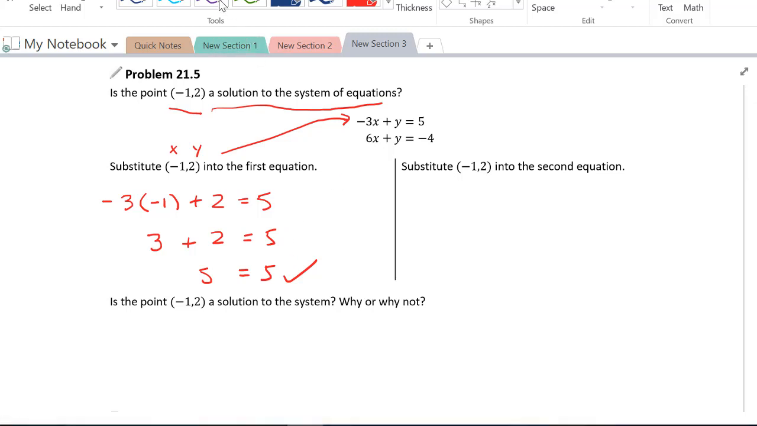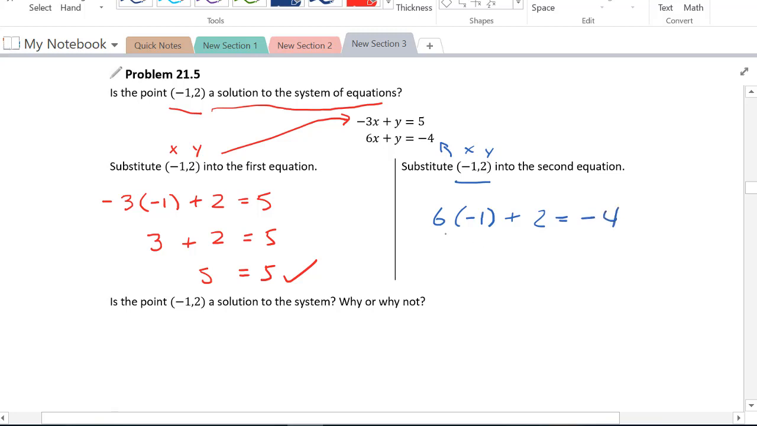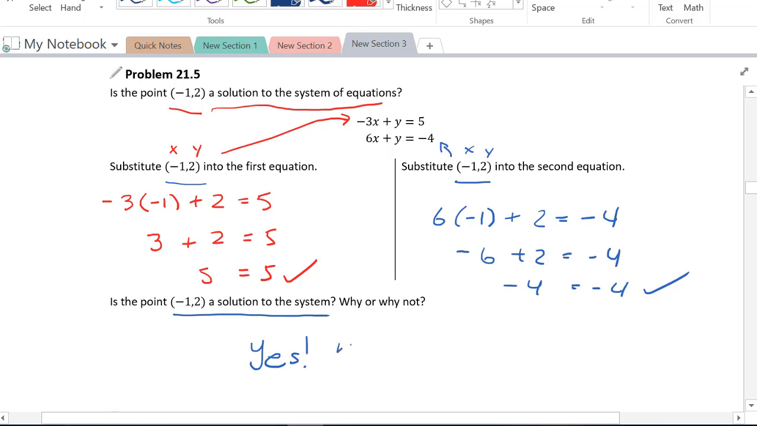Now we got to check, does our -1, 2 satisfy the second equation? We're going to plug it in. That's our x and that's our y. So it'll be 6 times -1 plus 2 equals -4. So 6 times -1 is -6 plus 2 equals -4. And -6 plus 2 is -4 equals -4. And check. You see? So our point -1, 2 satisfies both equations. So is -1, 2 a solution to the system? The answer is yes.